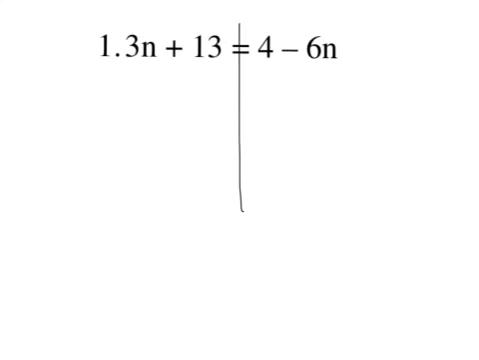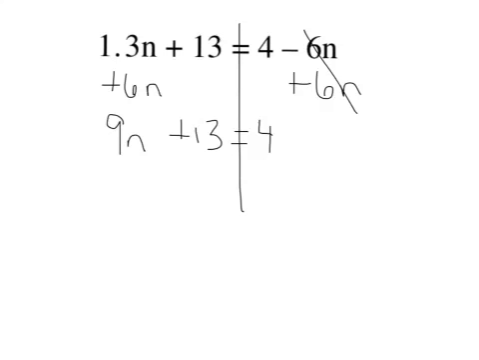So after I look to see if there's anything to simplify on either side of the equation, I then start moving the terms that have the variables with them. I want them all to be on the same side. So I want to take this negative 6n and I want to move it to the other side by doing the opposite operation. So it was negative 6n, or minus 6n, so I'm going to add 6n to both sides. I get 9n plus 13 equals, bring down the 4, and those cancel, they become 0.